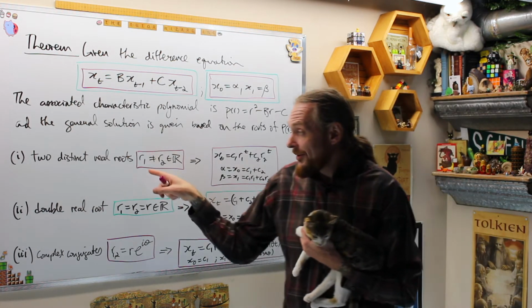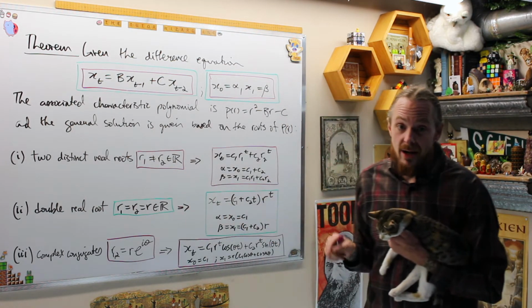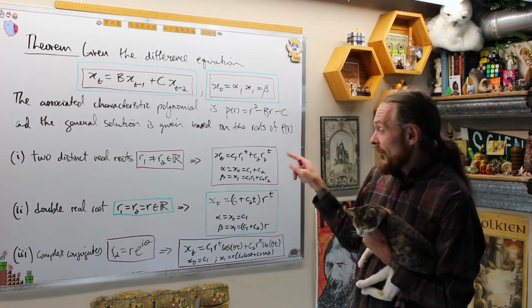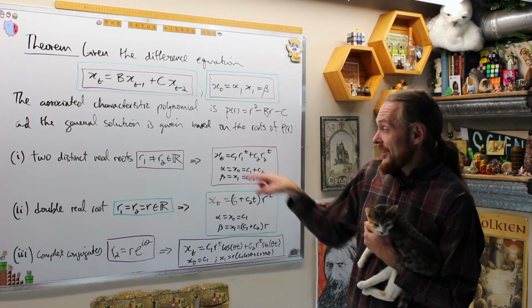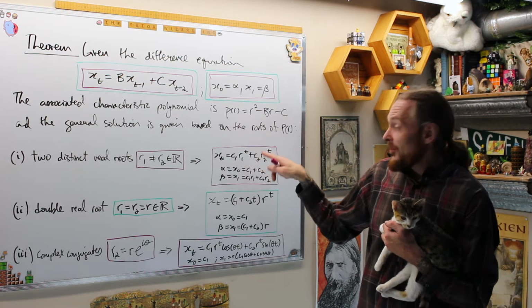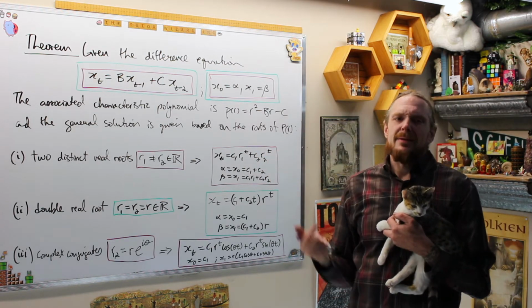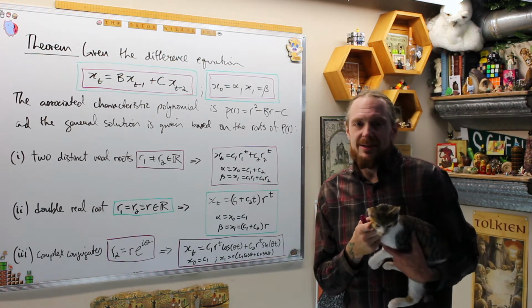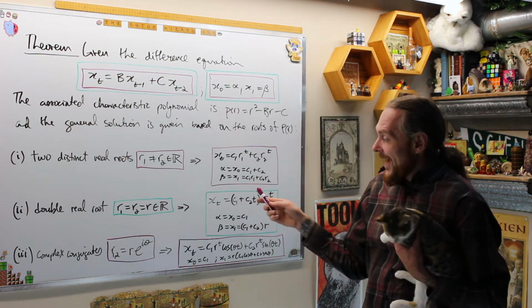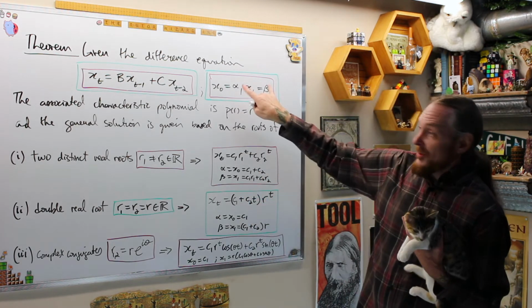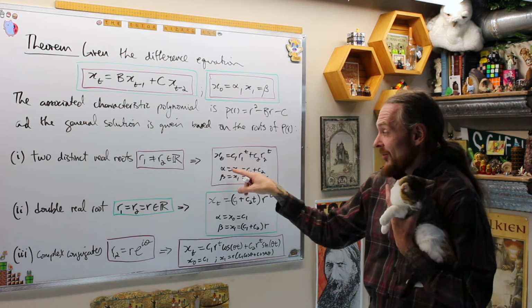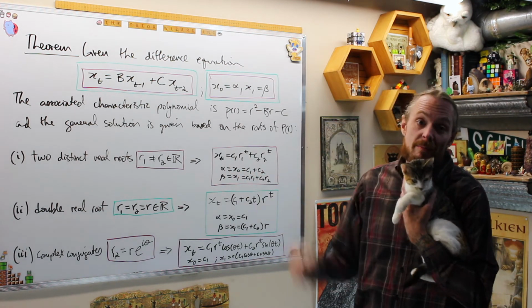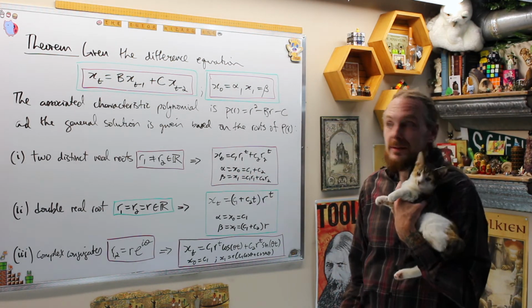If we have two distinct real roots, r1 not equal to r2, then the general solution is C1 r1 to the t plus C2 r2 to the t. This is the most general linearly independent solution. And again, once we have the initial conditions, we use those to find what C1 and C2 are. We plug those in.